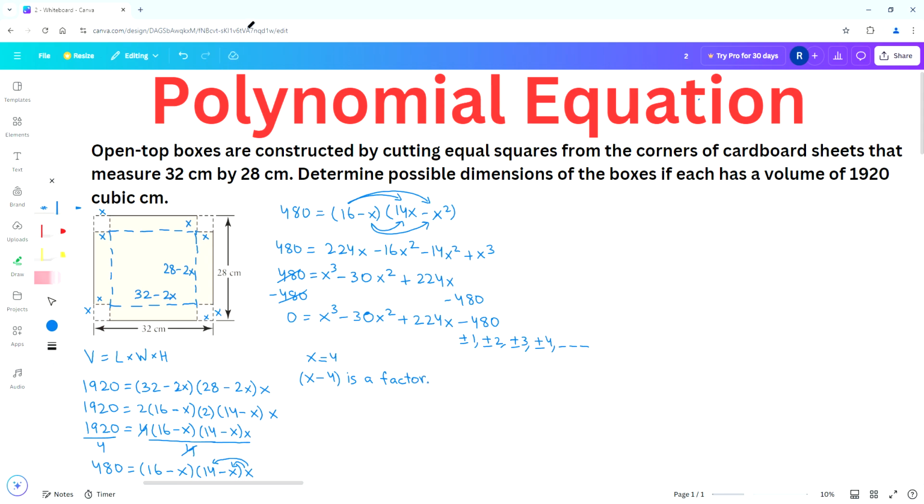Next, we should do polynomial division to find the other factor for this polynomial. We can use synthetic division or long division. I'll use synthetic division in this video. The first step is to write the coefficients of x terms and the number term.